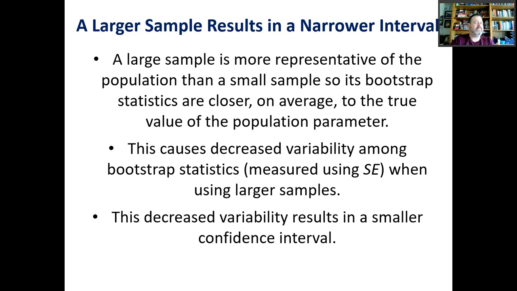We haven't really talked a ton about why large samples are preferred, but I think you can start to see it now. What we've talked about in the class so far is that representative samples are preferred. But large samples are also preferred because there's less variability and we get a narrower interval, which gives us more information. Large samples cause decreased variability among bootstrap statistics, and this decreased variability gives us a smaller confidence interval. And a smaller confidence interval is always preferred, as long as your sample is unbiased.